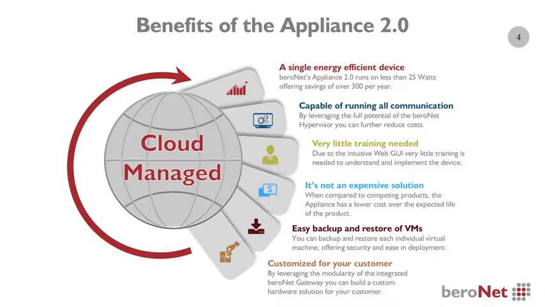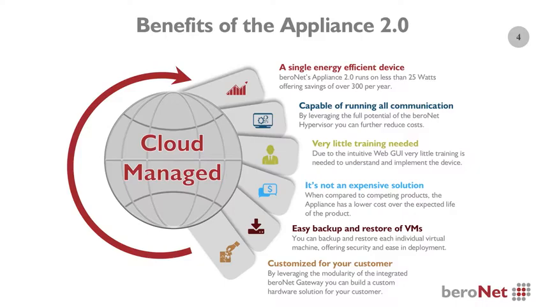You can also order the Appliance 2.0 with an integrated beroNet gateway, allowing you the ability to connect your IP PBX system with PRI, BRI, FXO, FXS, GSM, or any combination of these. This flexibility has much to do with the modularity and massive compatibility abilities of our beroNet PCIe cards. I won't be covering these in detail during this presentation. However, you can learn more about these on our website at www.beronet.com.